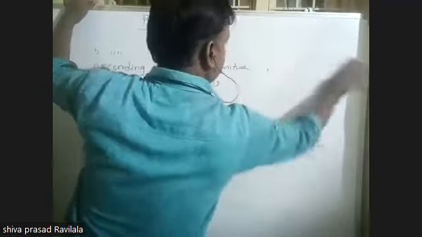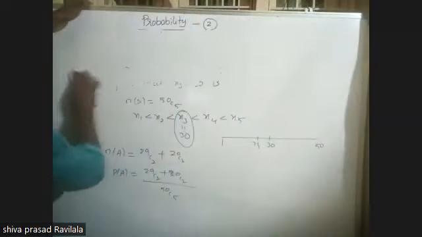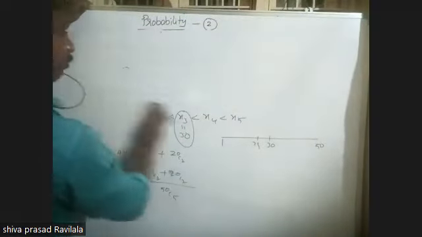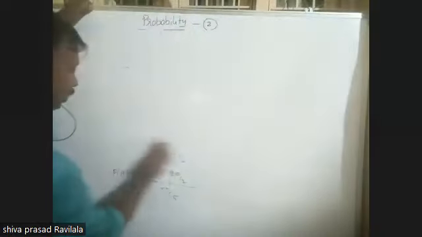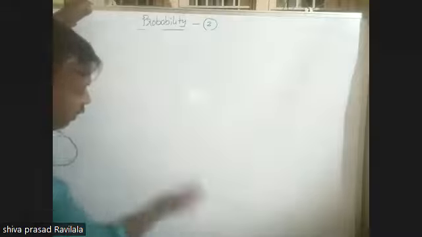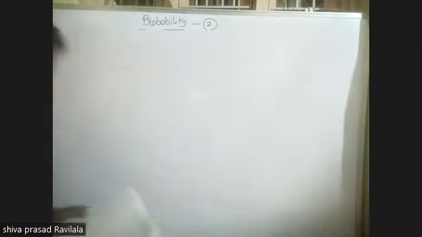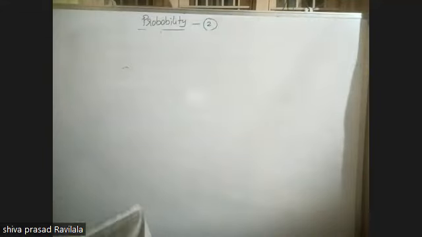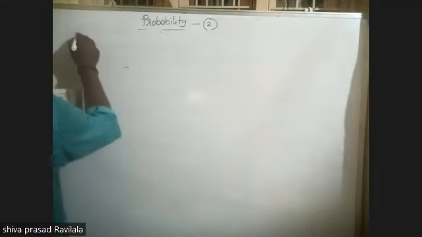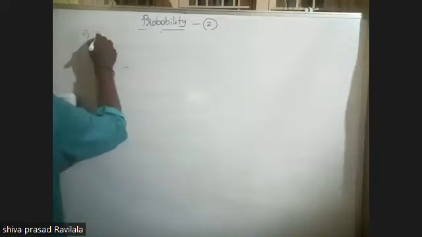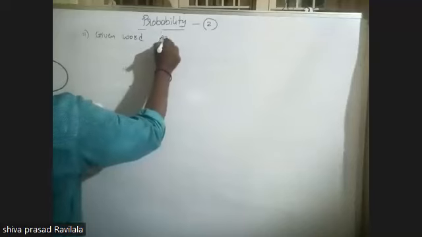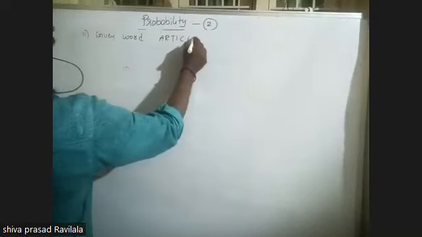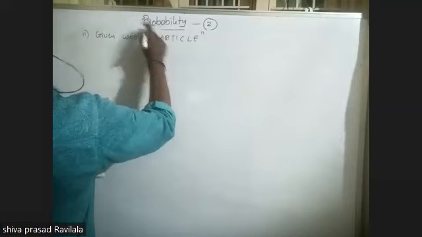One more condition: vowels and consonants when a word is given. Here the word is ARTICLE, A-R-T-I-C-L-E. Be ready. At random, all letters of the word ARTICLE are arranged. Okay, I am directly writing down the given word: ARTICLE.